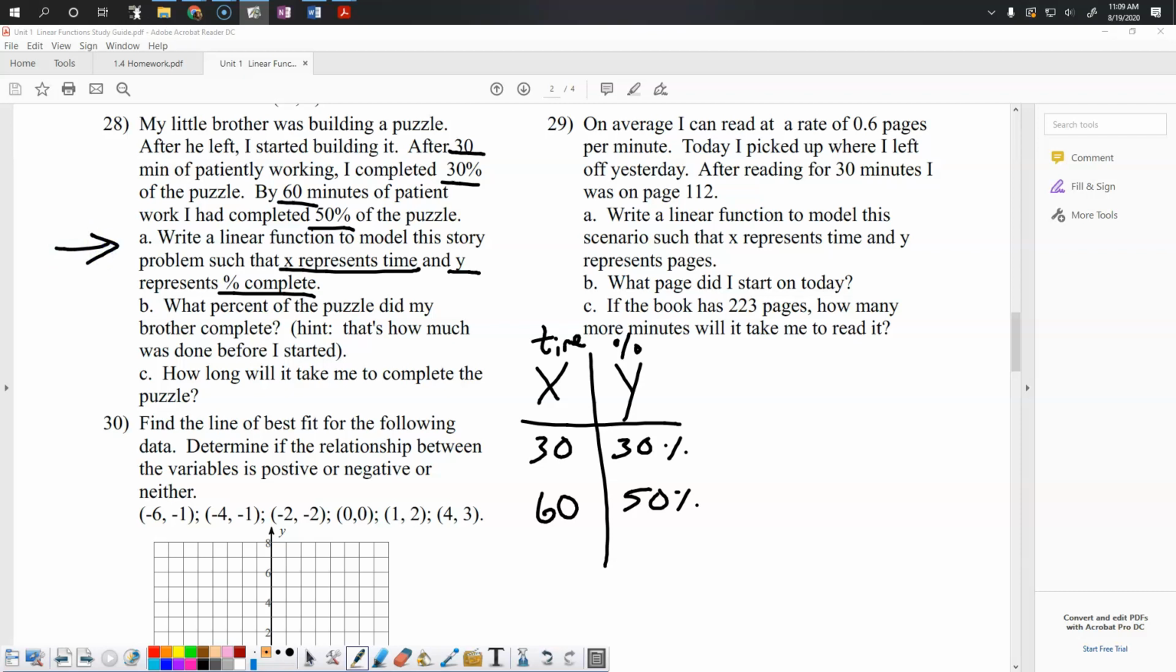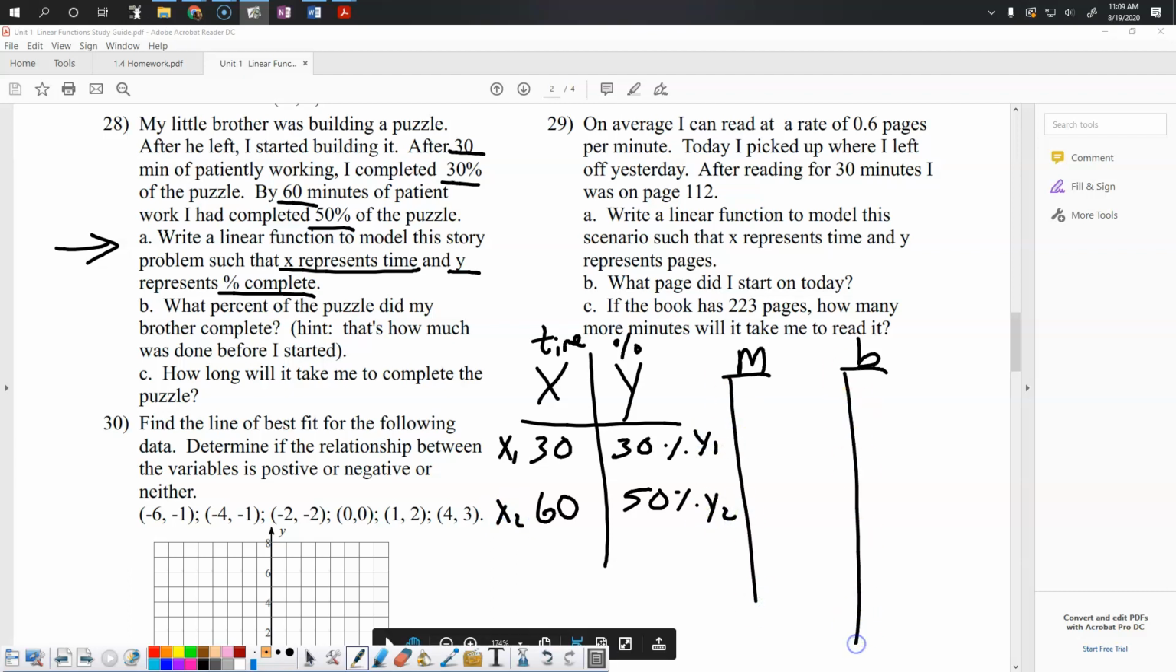What you're going to do is it's straightforward if you did the rest of the study guide before this. You're going to find your slope. This is your x1, this is your y1, x2, y2. And you're just going to go ahead and plug them into the old formula that we've been using. So y2 minus y1 over x2 minus x1. That gives me 20 over 30, which is 2/3.